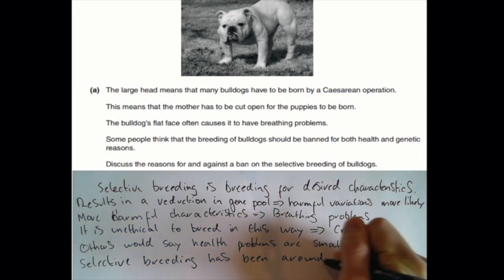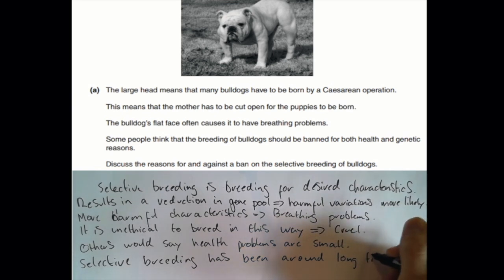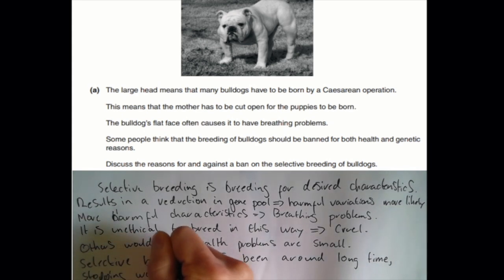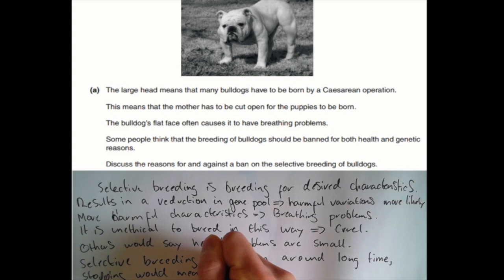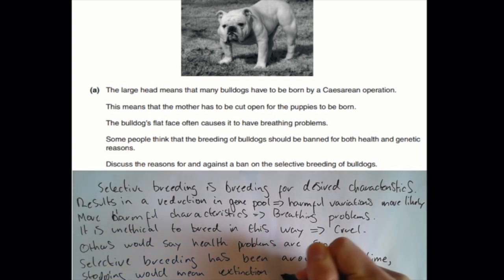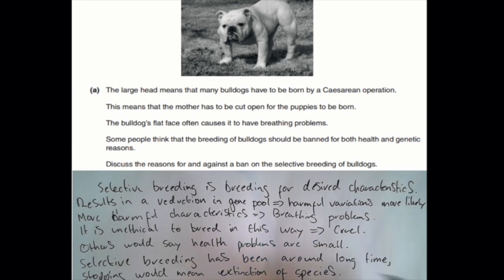And because of this, the bulldog, as we see it today, is entirely a result of selective breeding. So to stop would mean the death of the species or extinction of it. You wouldn't get these occurring naturally. So for that species to continue, we need to keep selectively breeding. And if that's what we want to happen, we need to do it this way.